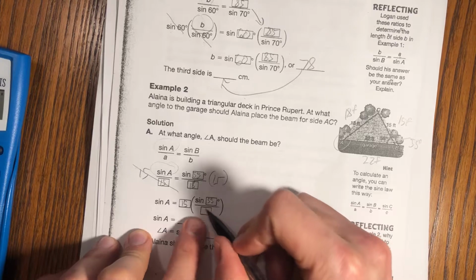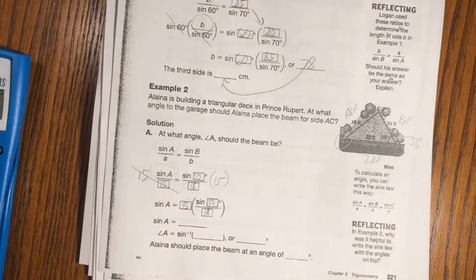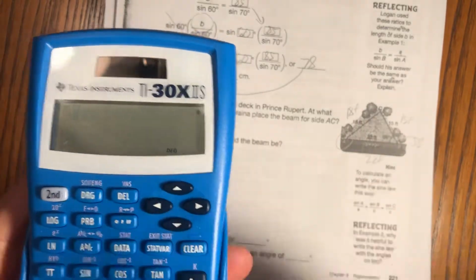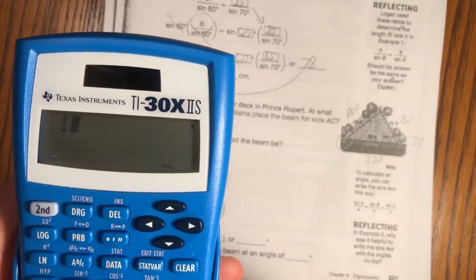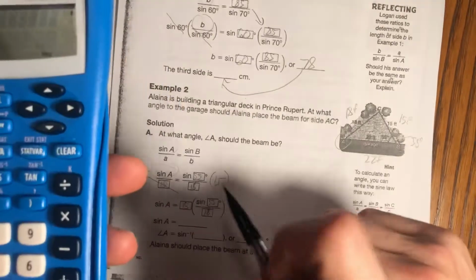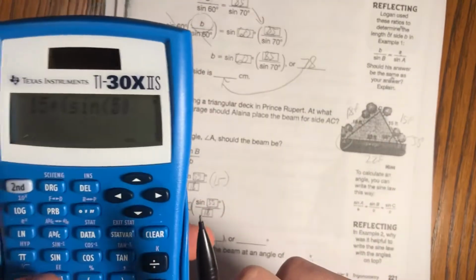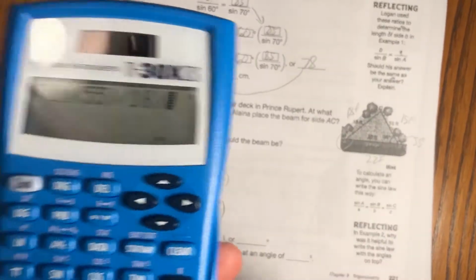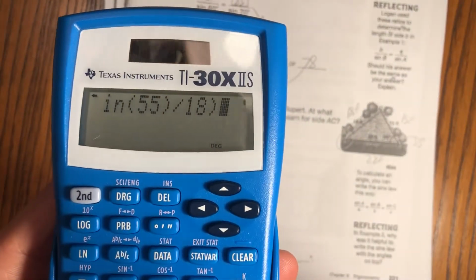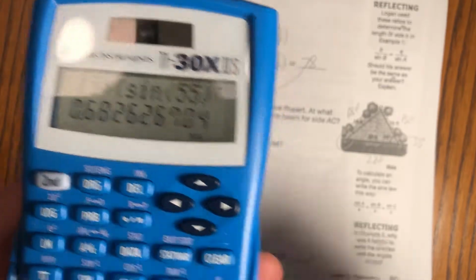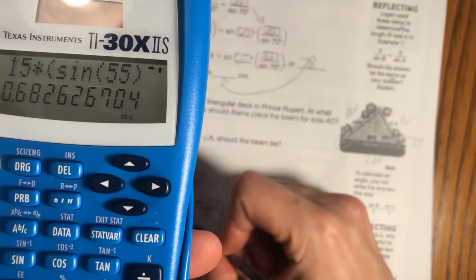Sine 55 over 18. Now, how do we do that in a calculator? I'll show you once so you know. 15 times, put the bracket in like they have in the question, sine of 55 divided by 18, close the bracket. Boom. Equals, oh, a huge decimal, 0.68.